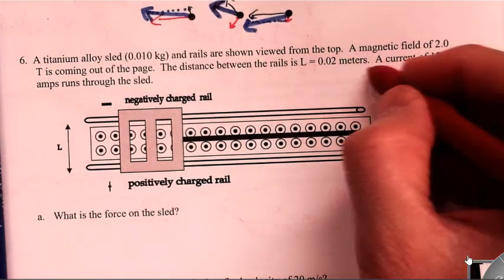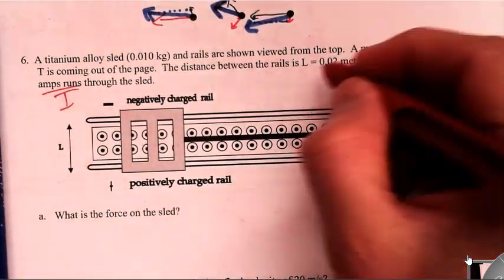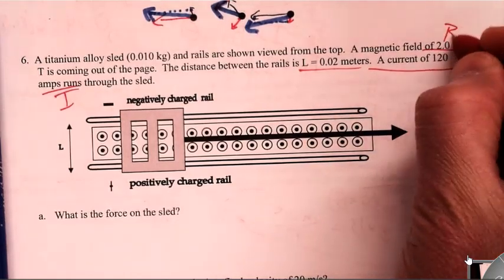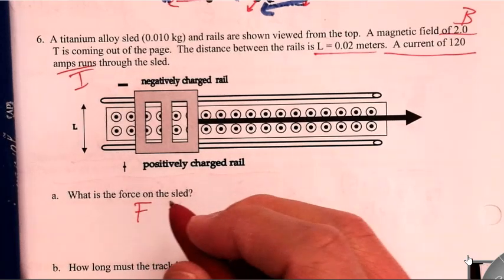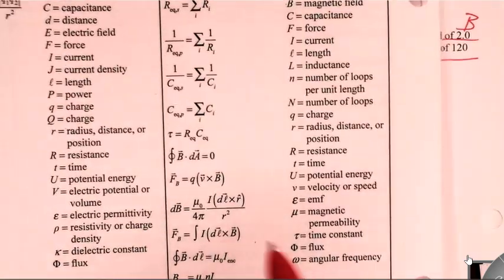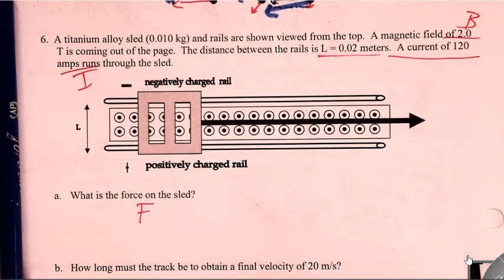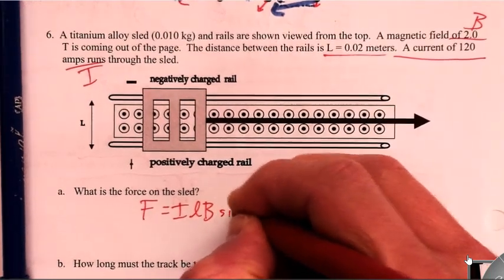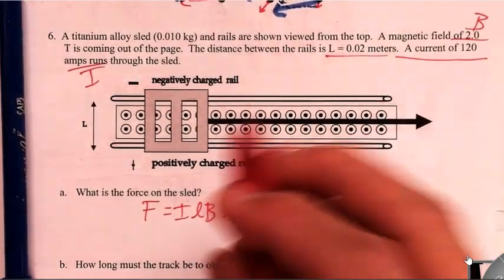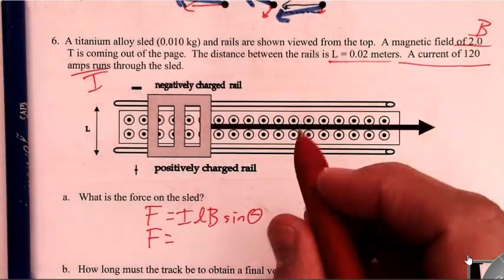So the current is 120 amps, so that's I. The length is given to you, and the magnetic field is B. What is the force on the sled? Since everything's perpendicular, we'll use the ILB equation. So ILB sine of theta. In this case, sine of theta is just 1. So the force is just, you multiply those. You don't have to do any thinking here.